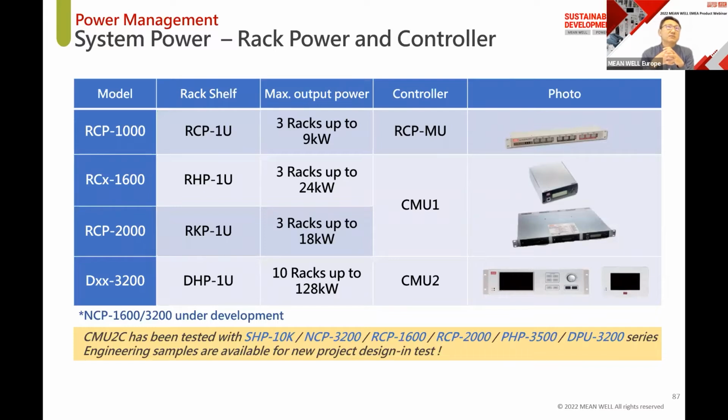An overview of the system rack power is shown on this page. Their accessory monitor models are also shown on the right side. Note that for the latest controller CMU2C, we have already tested with different new models, including SHP, NCP, and PHP, etc. Those models in combination with CMU2 are not announced yet on the CMU2 page. But if you have any project that has a requirement on these models with CMU2, please let us know so we can provide you suggestions.